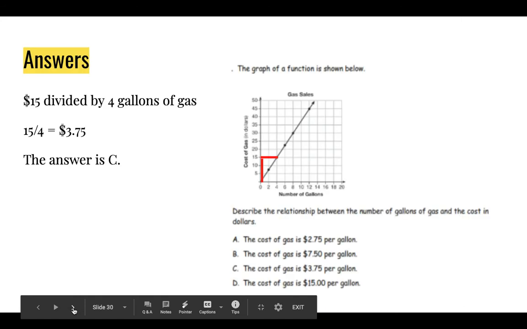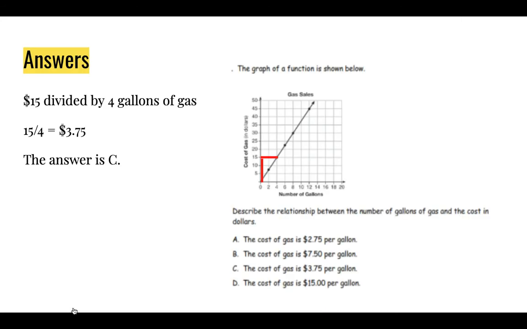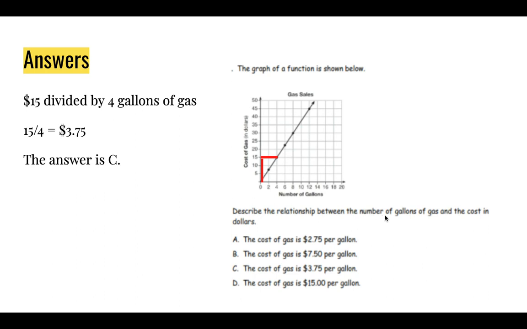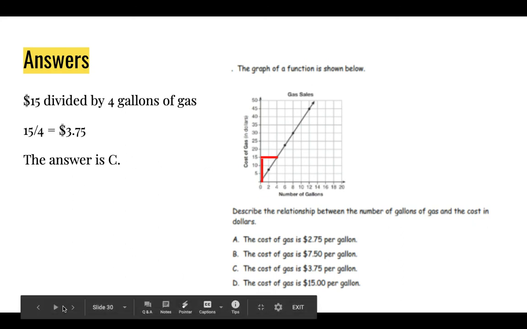These are the answers to the game that the students in the live class are doing. So the question is, describe the relationship between the number of gallons of gas and the cost in dollars. If you look at the graph, 15 divided by 4, so we're using the change in y over the change in x. 15 divided by 4 is $3.75. So the answer is C.